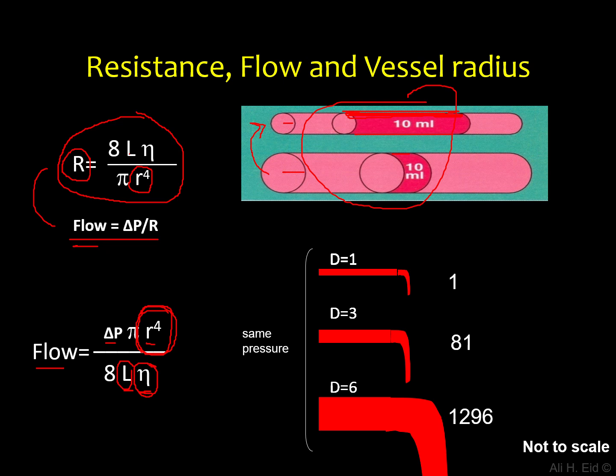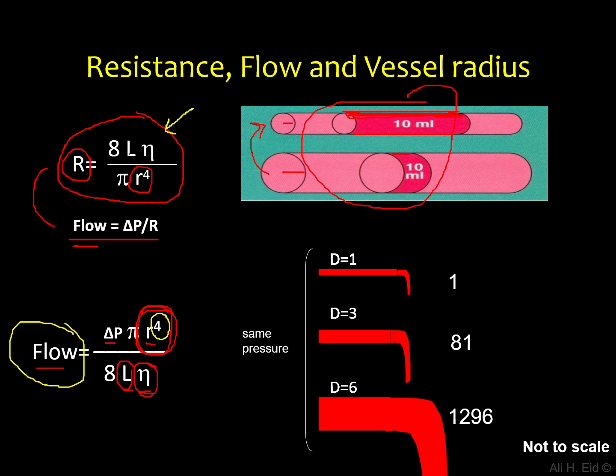And plus, what is more important is this, power 4. The same equation here, even if you revisit this equation, you'll get to it again. A subtle change in the radius is going to have dramatic effects on the resistance, or a subtle change in the radius is going to have dramatic effects on the flow.